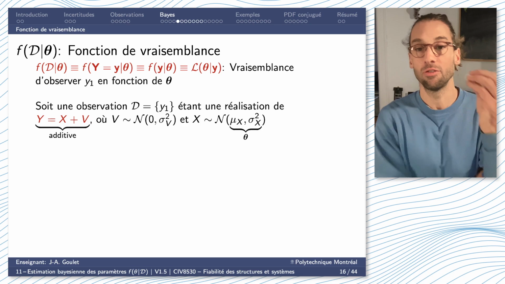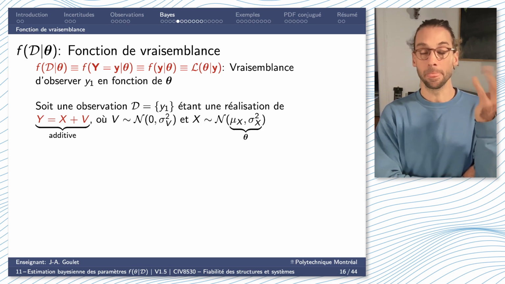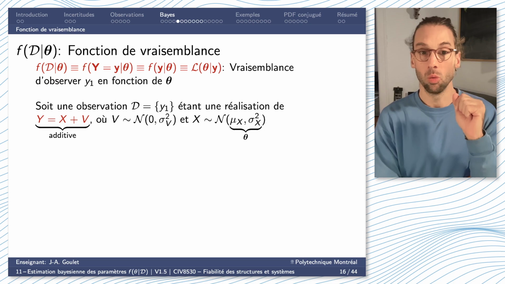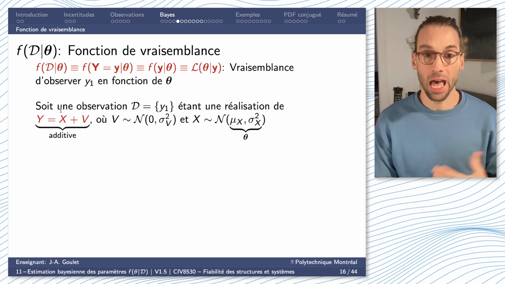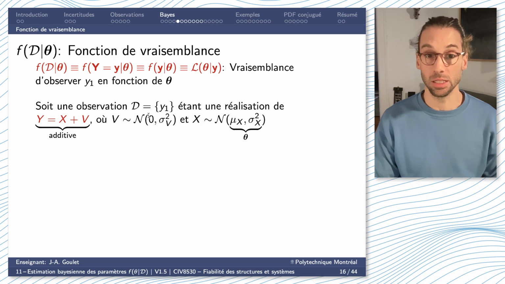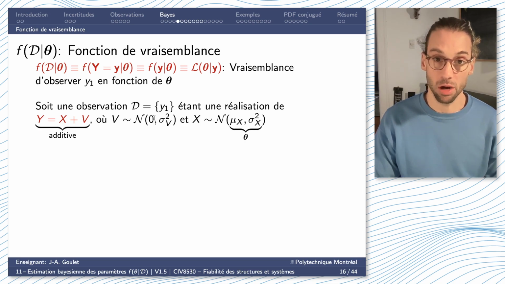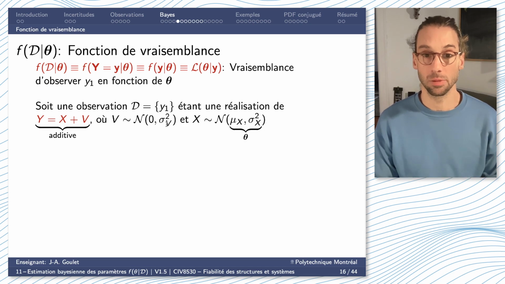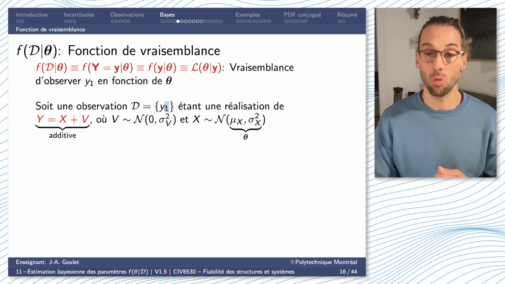So say that right now in our set D we have a single observation y1, which is a realization of the additive observation process, y equals x, what we're trying to characterize, plus v, where v is a zero mean, sigma v squared variance error process. And x is a normal, where the parameters of that normal are mu x and sigma x squared. These are my two thetas. I'm trying to characterize both using my observation y1.